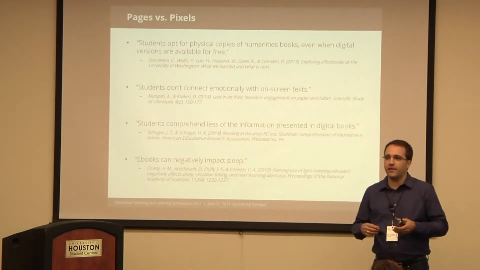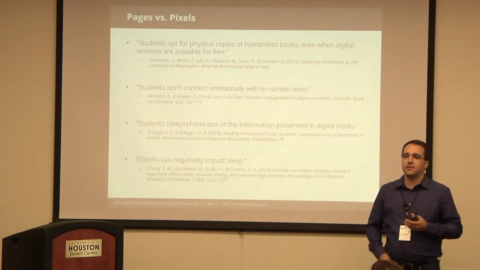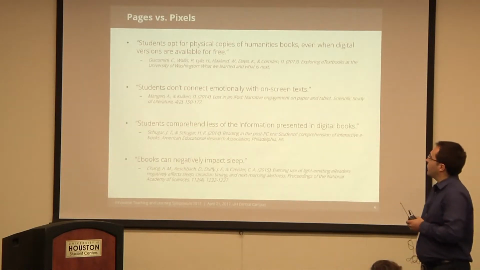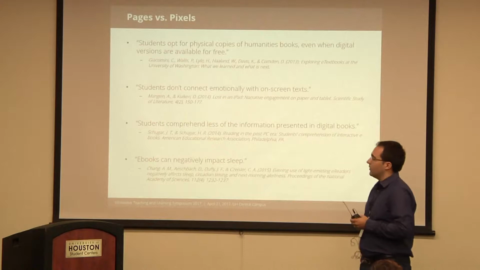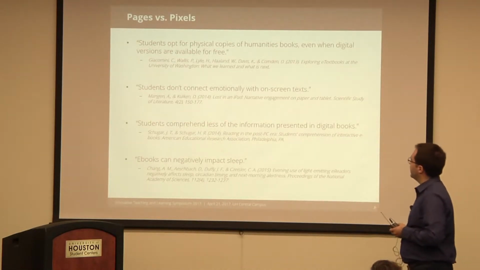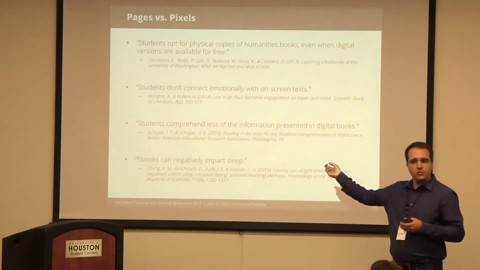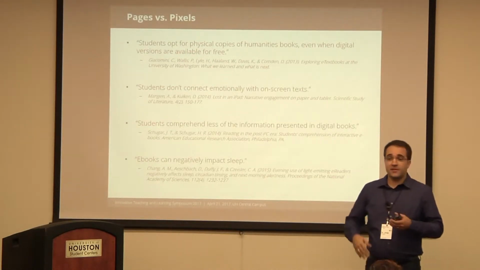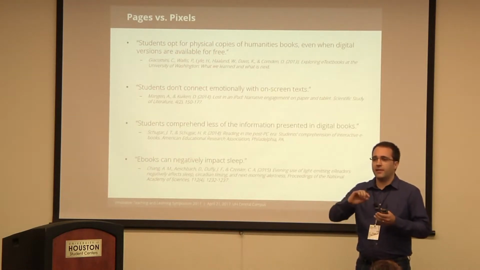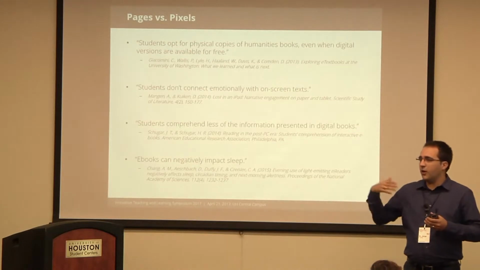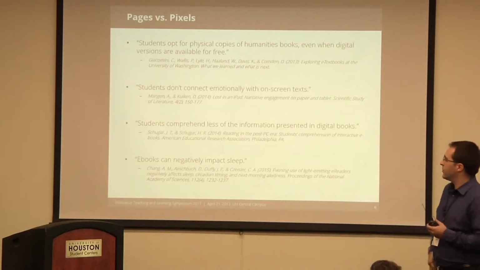Again, the idea of flipping the pages. The idea of there being too many distractions when using an ebook or an e-reader. Students comprehend less of the information presented in digital books. This was a recent study. I think it was in the news a few months ago. Again, too many distractions, especially when little kids are reading stories. I mean, they can very quickly press a button and go somewhere else. So they comprehend less information if it's in digital form.